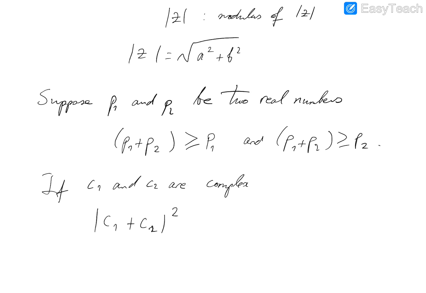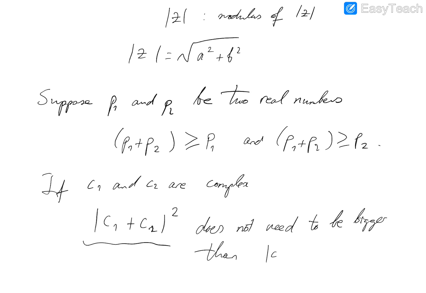That is, this number, this is a real number, right? It gives us a probability value. This does not need to be bigger than magnitude square C1 or magnitude square C2.